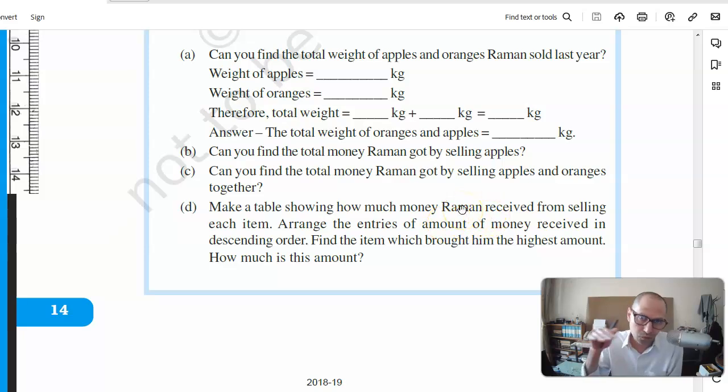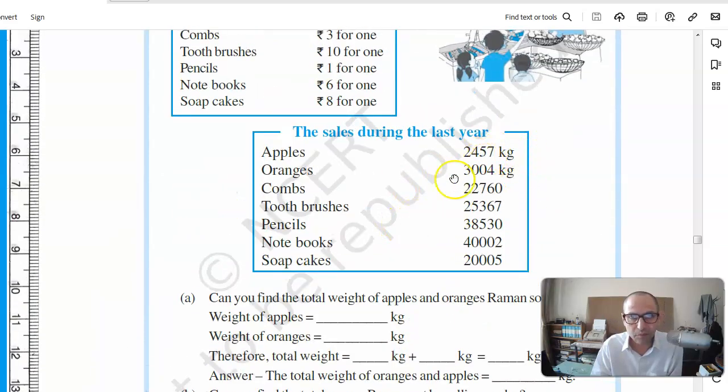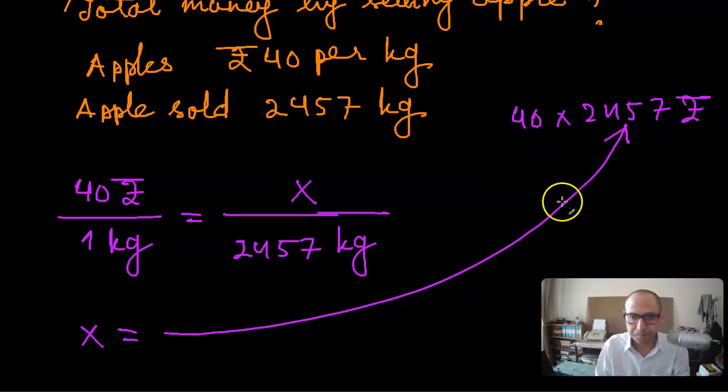And then of course, each and every one of them, you have to calculate separately and then put them in a table that shows he got so much for selling each item. Let me show you how to do this. Let me show you first, for example, the unit price for toothbrushes.